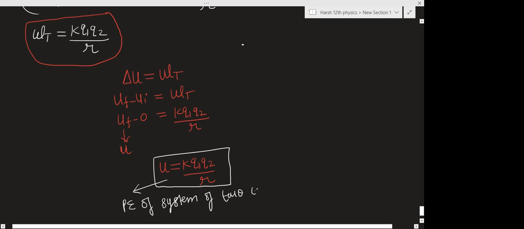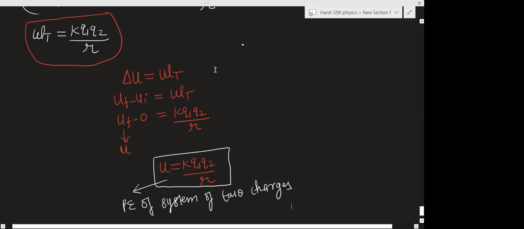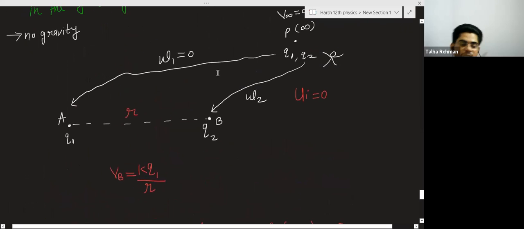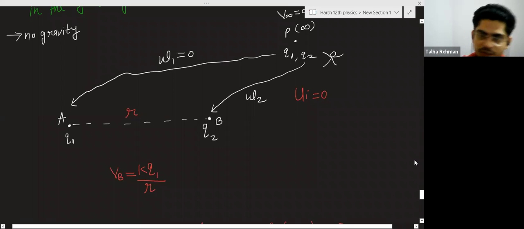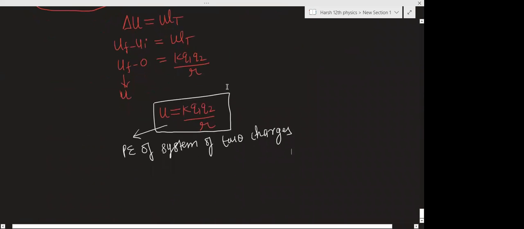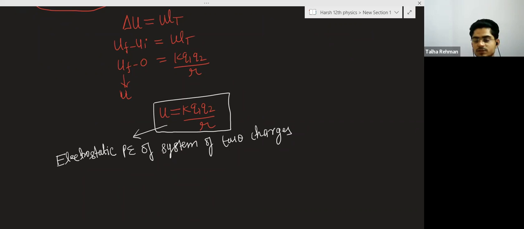Sir, this is different. Electrostatic potential energy U is equal to QV, that's actually for a point charge. We are dealing with electric force, so due to this electric force there will be an electrostatic potential energy. You can write here also: electrostatic potential energy of a system of two charges.